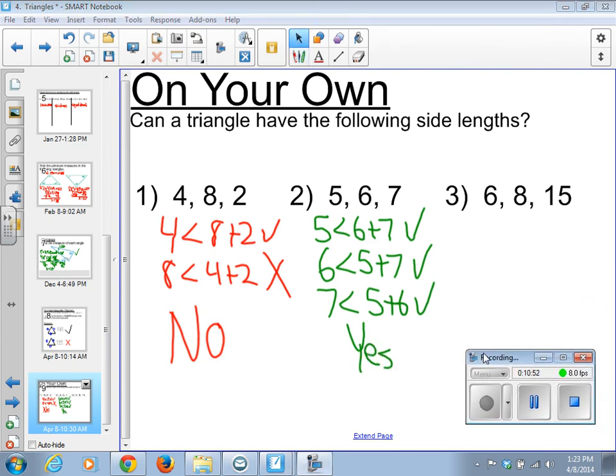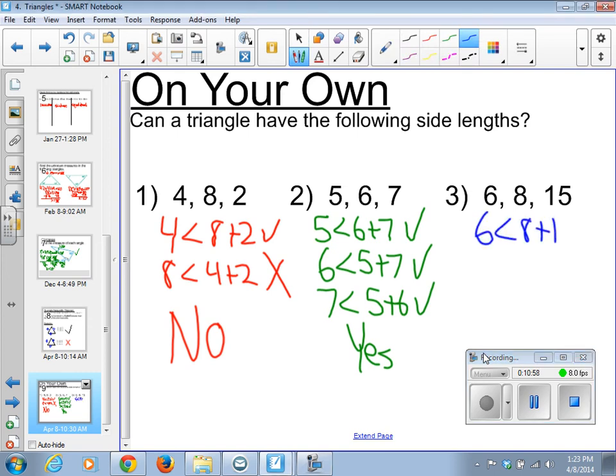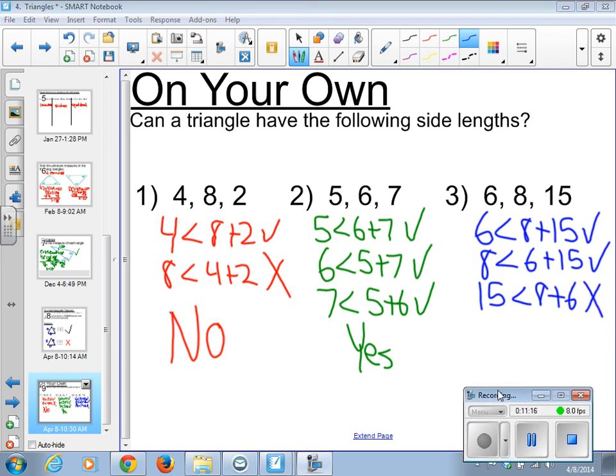And finally, let's check out the last triangle. Is 6 less than 8 plus 15? Yes, it is. Is 8 less than 6 plus 15? Yes. Is 15 less than 8 plus 6? Uh-oh. It is not. Therefore, this is not a triangle.